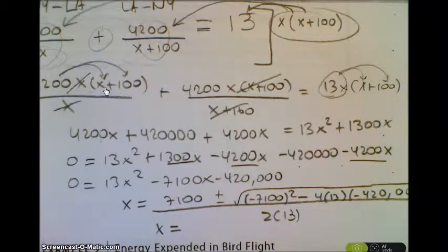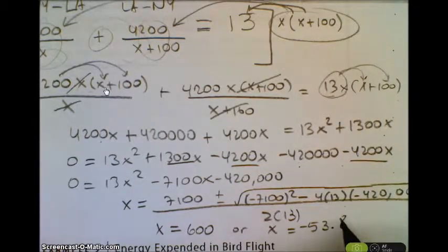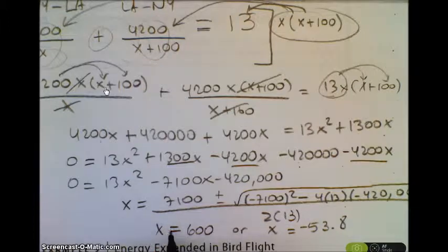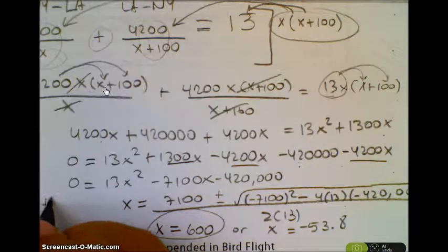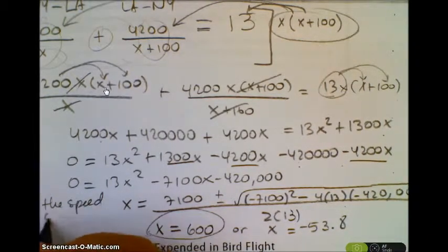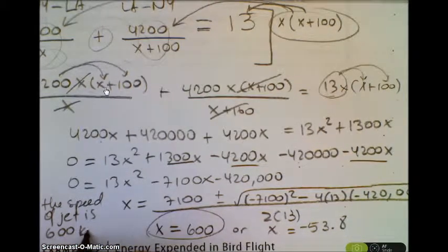Okay, so when you solve this using the quadratic formula, you're going to get that x could be 600, or the other value is negative 53.8. Since we're talking about time and speed, the only correct answer is the positive one. So the speed of the jet is 600 kilometers per hour.